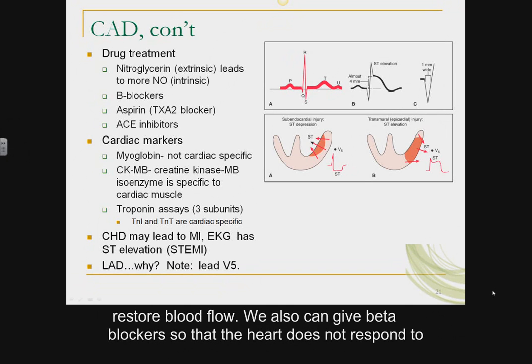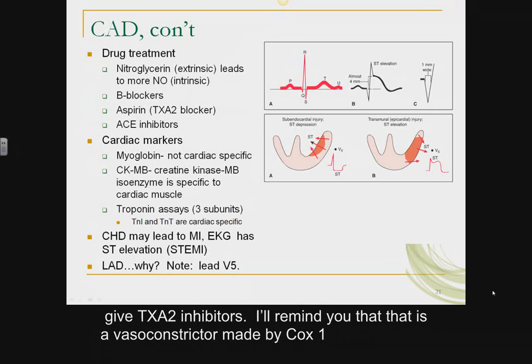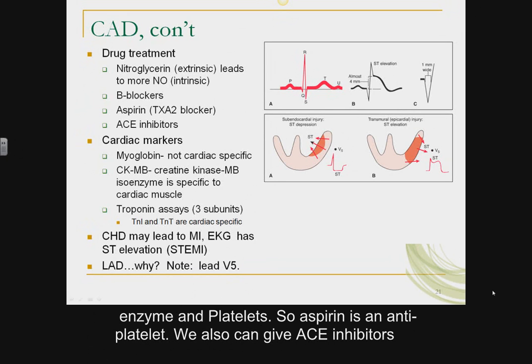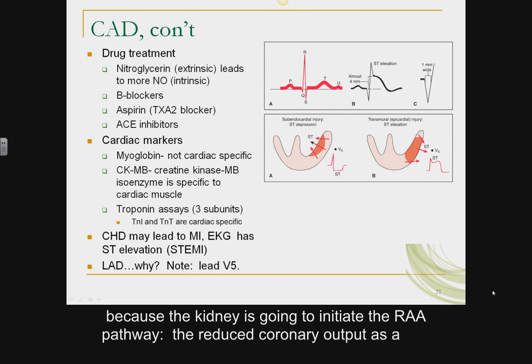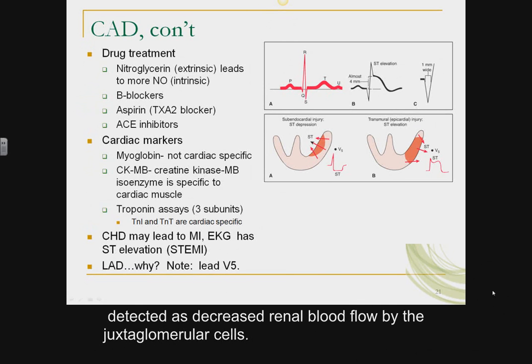We also can give beta blockers so that the heart does not respond to sympathetic output that could lead to tachycardia and exacerbate the ischemia. We can give thromboxane A2 inhibitors. I'll remind you that that is a vasoconstrictor made by the COX-1 enzyme in platelets. So aspirin is an antiplatelet. We can also give ACE inhibitors because the kidney is going to initiate the RAA pathway. The reduced coronary output as a result of the heart remodeling and not being an effective pump on the left side will be detected as decreased renal blood flow by the juxtaglomerular cells.